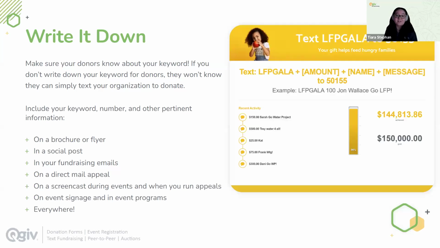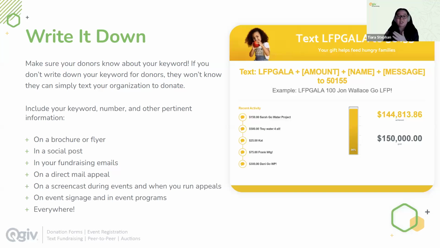For your text fundraising efforts to be successful, you also need to make sure your donors know what your keyword is. If you don't write down your keyword for donors or keep it displayed or easily accessible somewhere, they won't know that they can just simply text your organization to donate. So wherever you display your keyword, make sure to also include the short code your donors will need to text to and add any other pertinent information, like can they text a donation amount with the keyword?